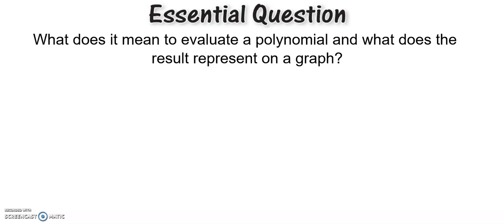All right, so now we're going to look at what does it mean to evaluate a polynomial. And we've seen this before. We've evaluated functions before, but we really want to make sure we understand what is that, when we see those directions, what is that asking us to do? And then also, what does this actually represent on a graph?